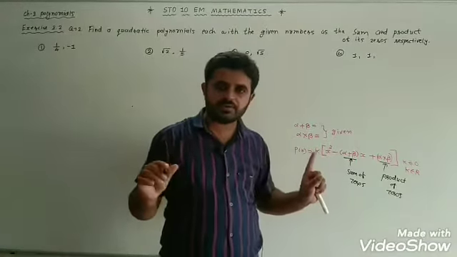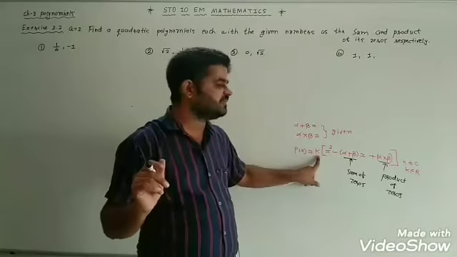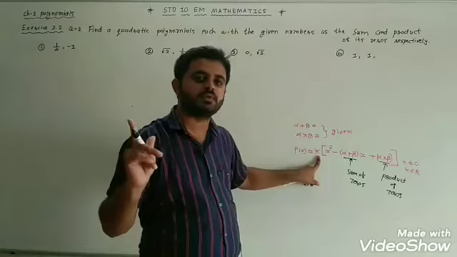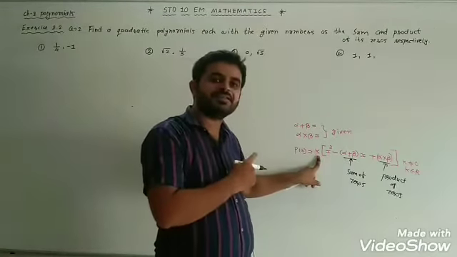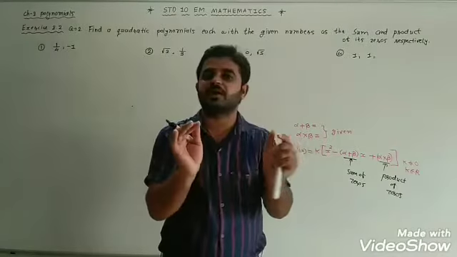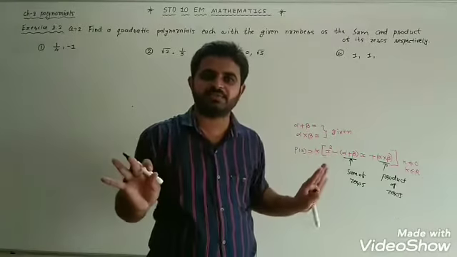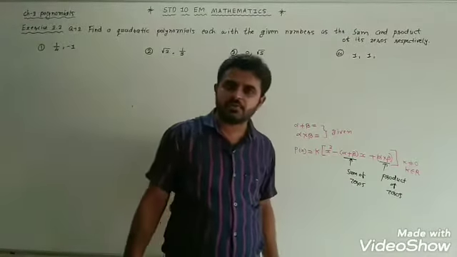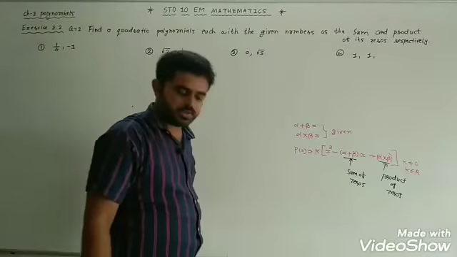Here k is not equal to 0, k belongs to R. We can't take the value of constant k equal to 0. If we take the value of k as 0, then this whole polynomial becomes 0. So we cannot take k equal to 0. K belongs to real numbers.